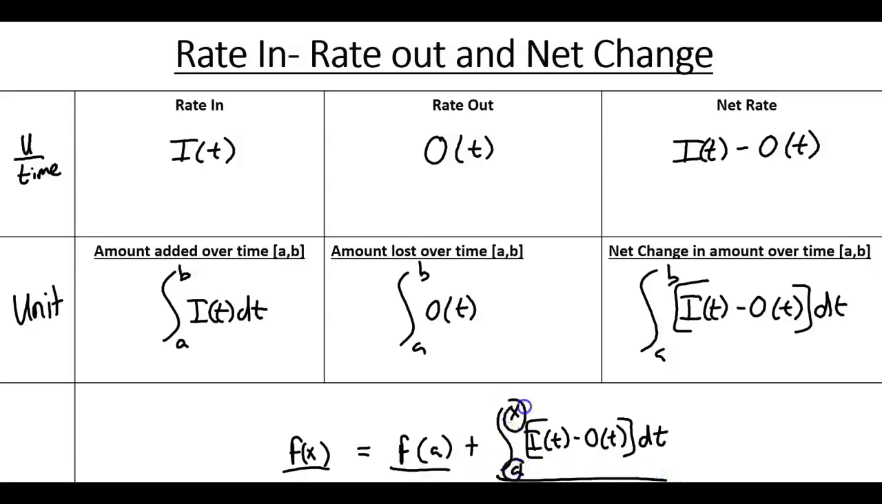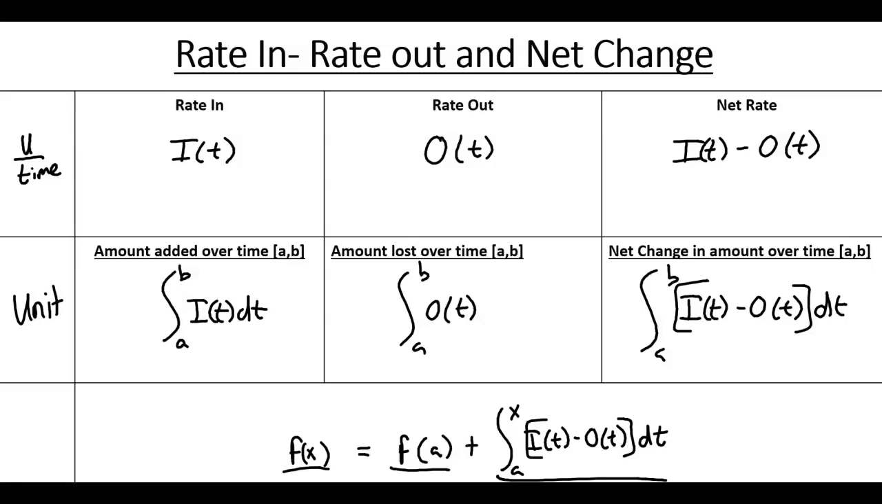The A and the X represent the time period, where A is the starting time and X is the final time. And the I represents, as we see up there, the rate in, and the O represents the rate out. Okay, so this is a very important chart. This is the main chart that we're going to be using today. Everything else was just kind of leading up to this.